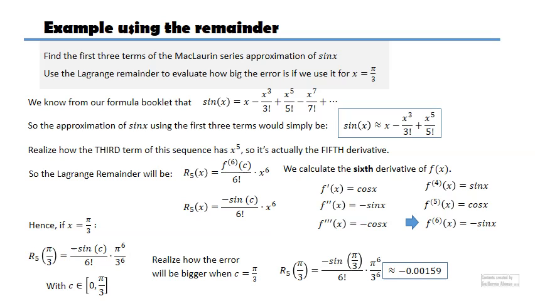I calculate it and I get the remainder. Now in this case here, it's negative. All it means is that this is how close we are. I could take the absolute value of this and say this is how far off we may be. I'm just going to leave it like that anyway. 0.00159, and that is how big the error can be. Might be smaller, but that's how big it can be.